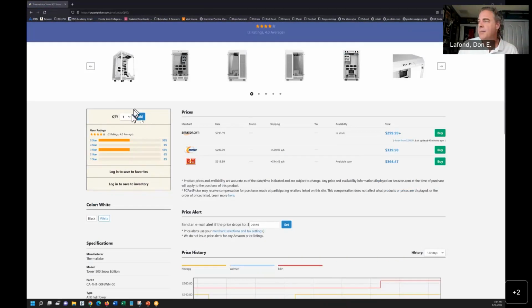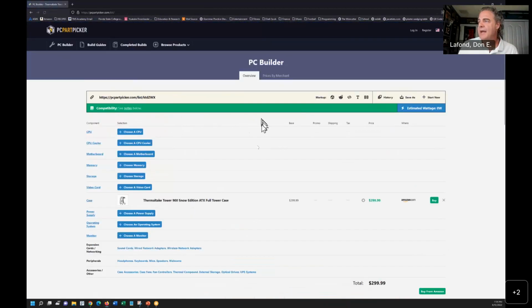Okay, it's right here. Big blue button says add. So you add that. And now when I go to choose other pieces, it's going to only allow me to choose things that fit in this case. And specifically for me, it did not allow a radiator that I wanted, and I could not understand why. And I went ahead and bought the radiator anyways.